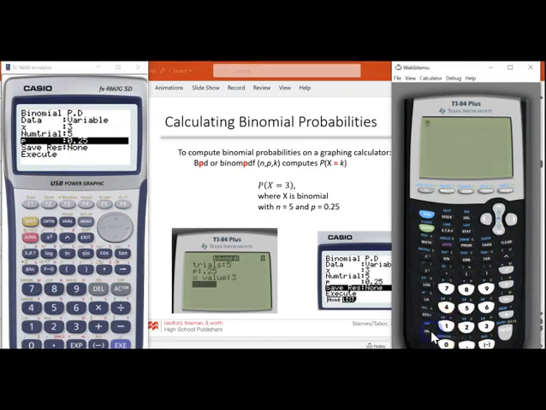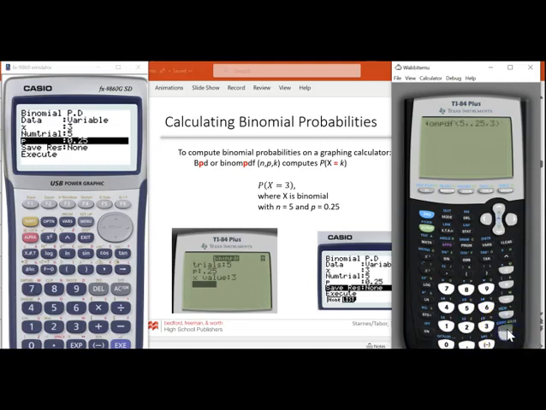On the TI, everything's in that distribution menu. Second distribution, it's all the way at the bottom, so it's actually easier if you just scroll up. And there's Binomial PDF. That's the one we want. Then we're going to type in our information: 5 trials, the probability is 0.25, and the X value that we're looking for is 3.